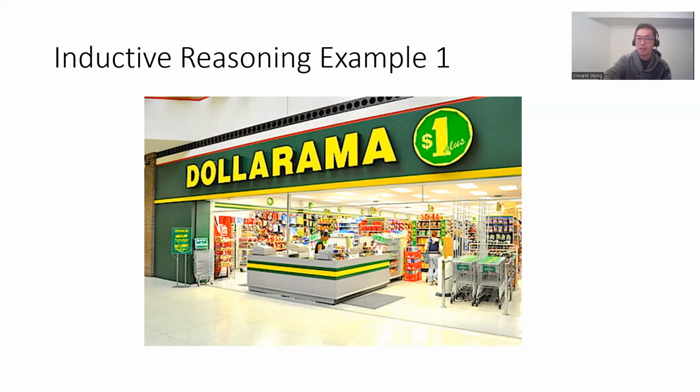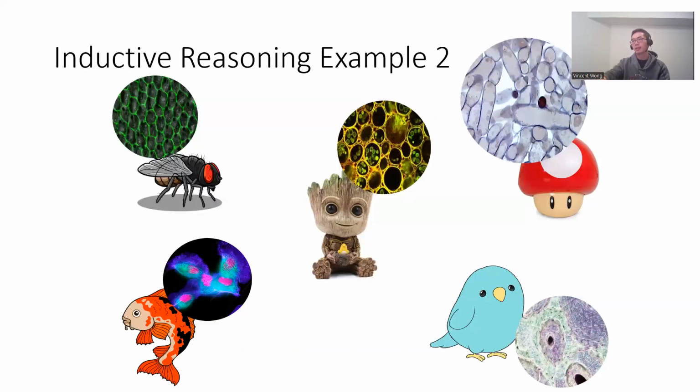So here is another example. We have a fly here. This is an actual picture of the wing of a fly. The fly has structures that are made up of cells. You look at a tree and you see cells. You look at a fish and you see cells. You look at the mushroom and you see cells. And then you also see cells in the bird. So what's the logical conclusion of this? What's your broad summary?